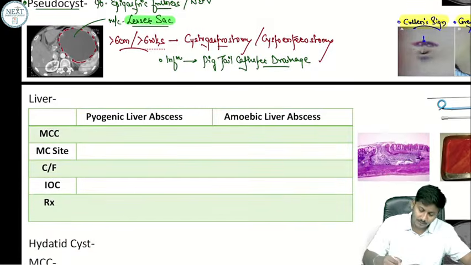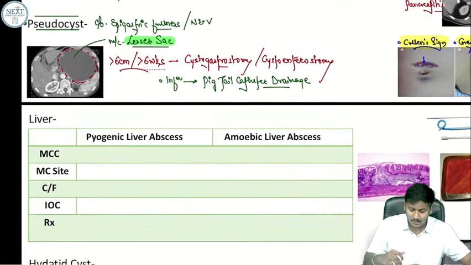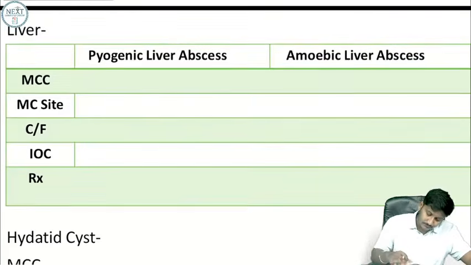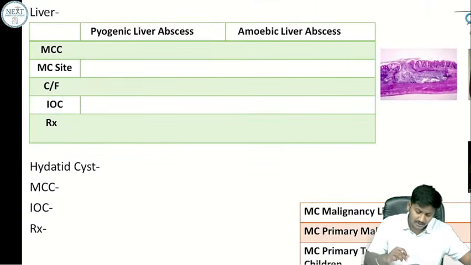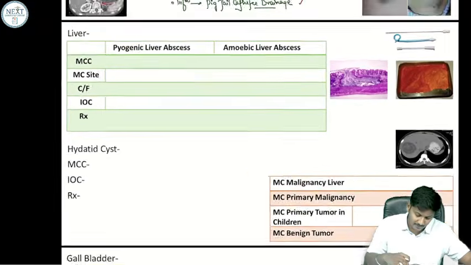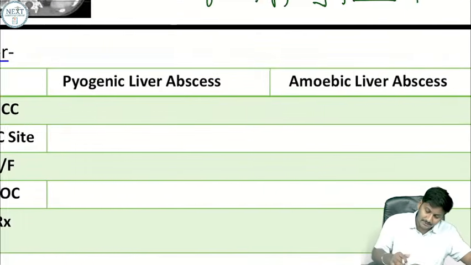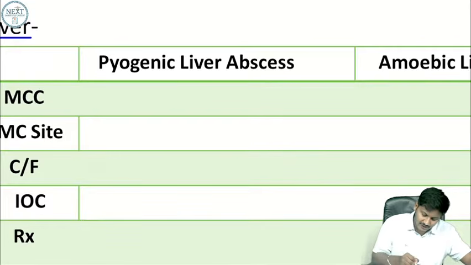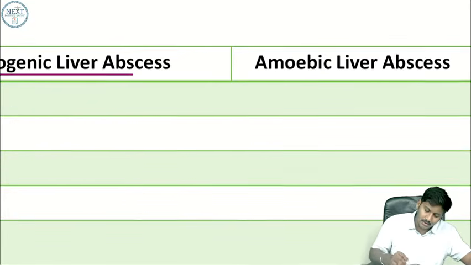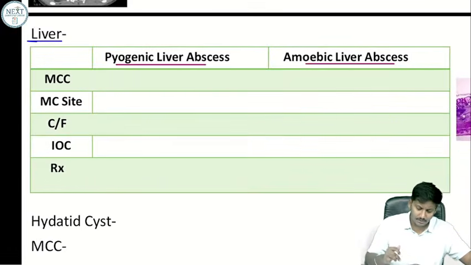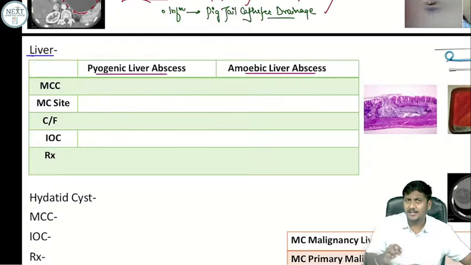Now let's talk about liver. If I talk about liver, please remember that there are two infections that you have to remember in liver. That is pyogenic liver abscess and amoebic liver abscess. Both of them are important. If I talk about pyogenic liver abscess, it is the infection which usually happens due to bacteria. Amoebic liver abscess, by the name it is evident, the cause is amoeba. Pyogenic liver abscess is polymicrobial, meaning multiple bacteria together are responsible for causing it.